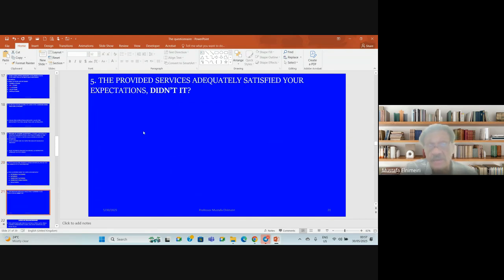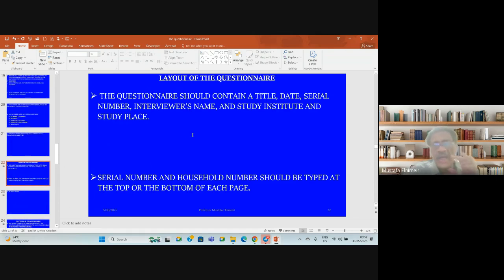The provided services adequately satisfied your expectation, didn't it? So this is a leading question which should be avoided. Layout of the questionnaire. The questionnaire should contain a title, date, serial number, interviewer's name, study institute, and study place, and subtitle, and so on. And the serial number and household number should be typed at the top or the bottom of each page.